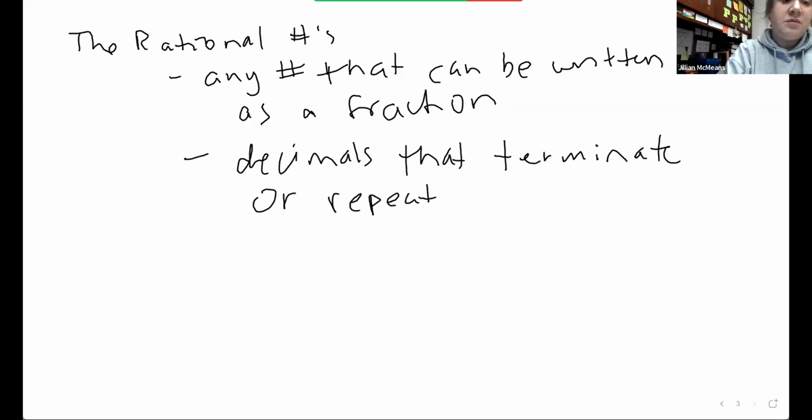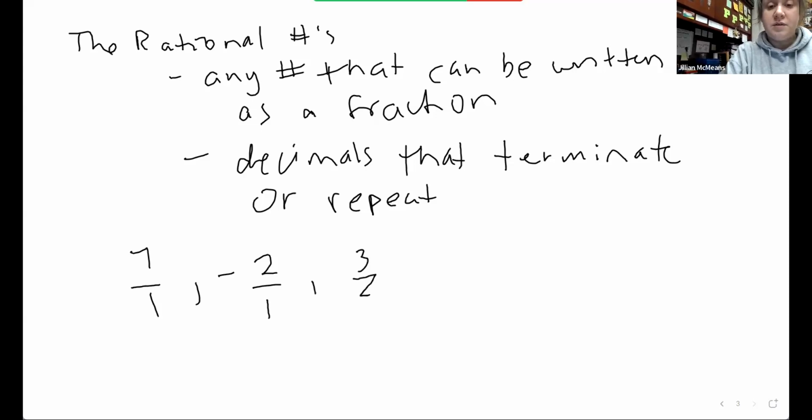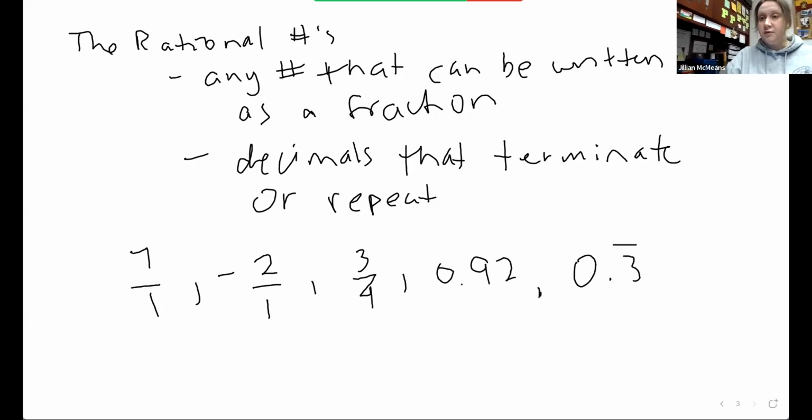So rational numbers could be something like 7. Okay, plain old 7. I could write that as 7/1. Now it's a fraction, even though we started with plain 7. It could be like -2. Again, I can write -2/1 and I have a fraction. It could be something like 3/4. It could be something like 0.92. It could be something like 0.3 repeating. Those are all examples of rational numbers.